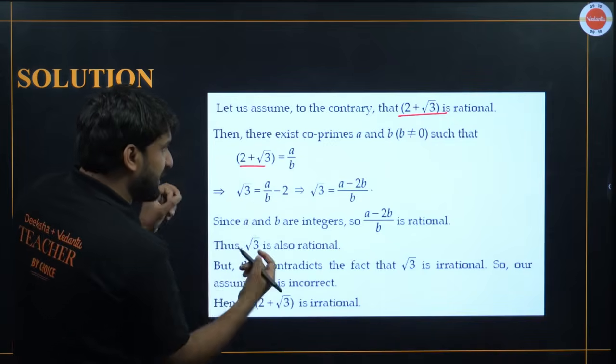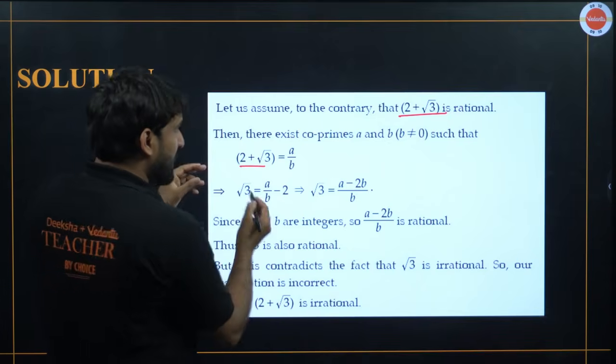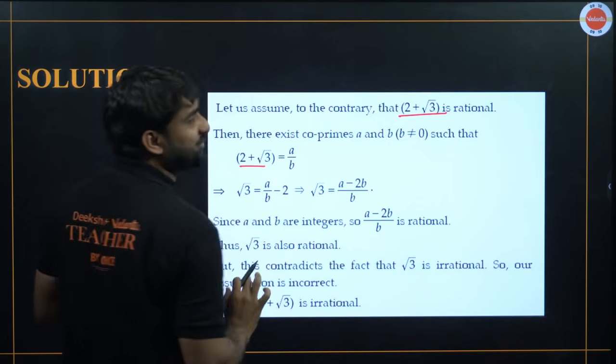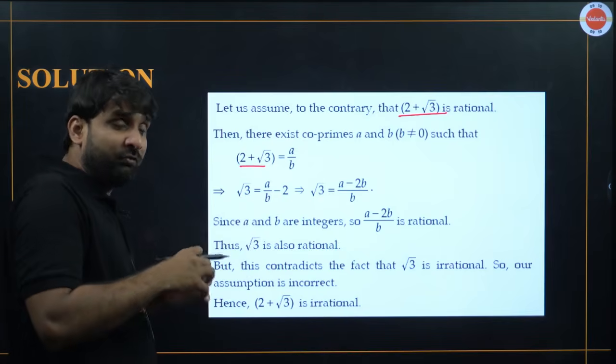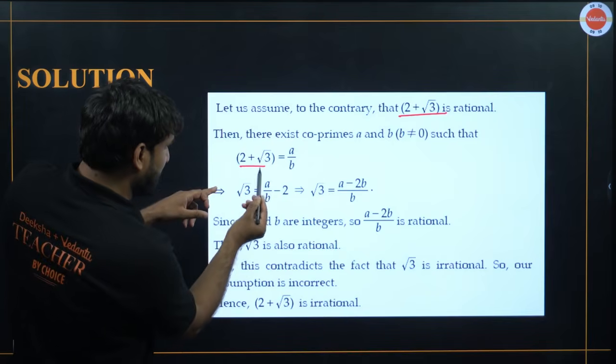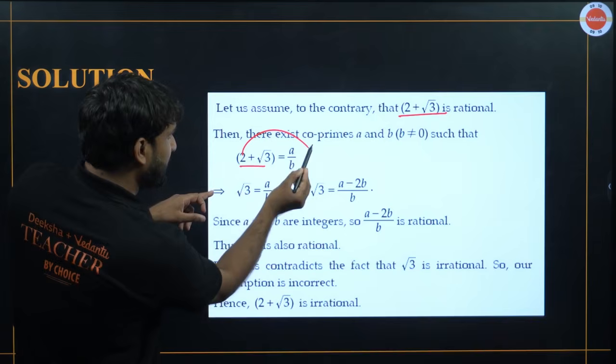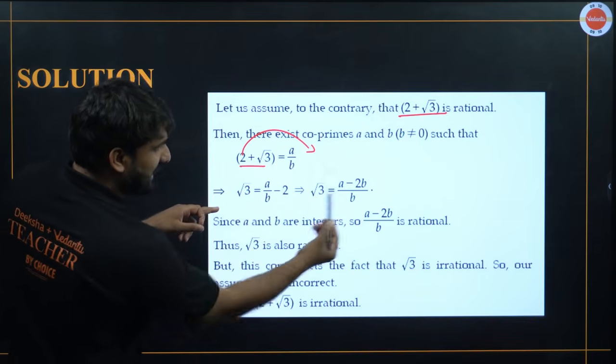Now cross multiplying. So by doing cross multiplication, whenever such a question comes up, my dear champion, always try to take the root family alone. So root 3 can be written as, this 2 will go there, A by B minus 2 by taking LCM.